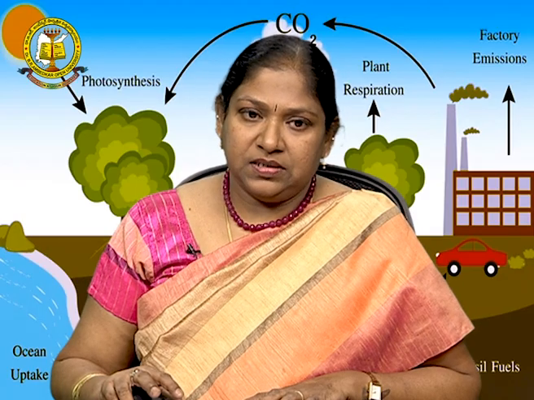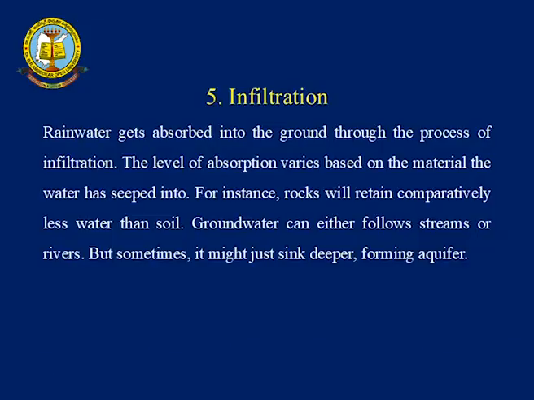The next step is infiltration. Rainwater gets absorbed into the ground through the process of infiltration. The level of absorption varies based on the material the water has seeped into. For instance, rocks will retain comparatively less water than soil. Groundwater can either follow streams or rivers, but sometimes it might just sink deeper, forming an aquifer.